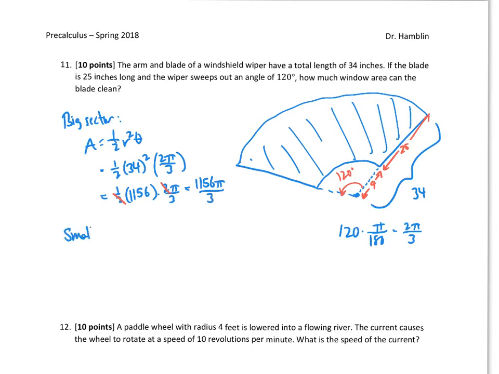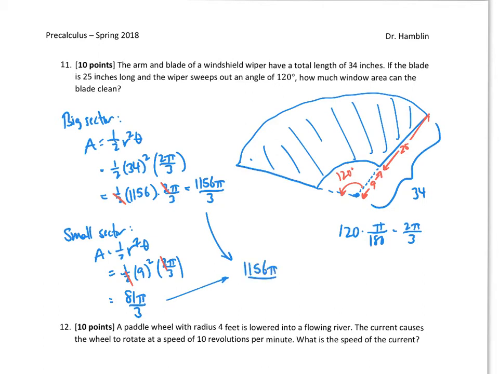Now the small sector, similar area formula, 1/2 r squared theta. The small sector has radius 9. The theta is still 2 pi over 3. So again, this 2 is going to cancel out this 2. 9 squared is 81, so we get 81 pi over 3. And so when we subtract, we get 1156 pi over 3 minus 81 pi over 3. And so we get 1075 pi over 3. And the area here would be in square inches.